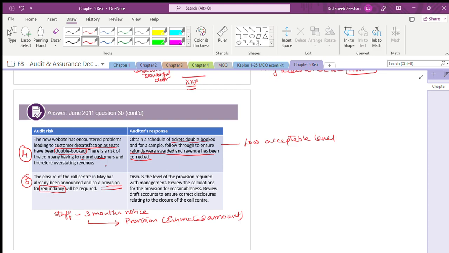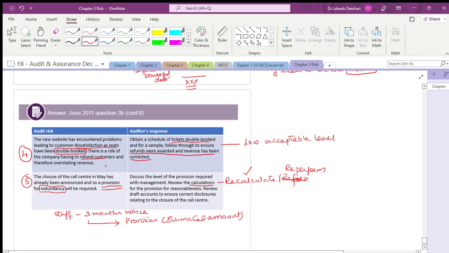Review the calculation. Definitely, recalculate, and sometimes you have to reperform. In this case, we will recalculate the provision, whether they have done it correctly or not. Review the draft accounts to ensure that it has been disclosed, with respect to the call center. This is the way things have to be done over a period of time.